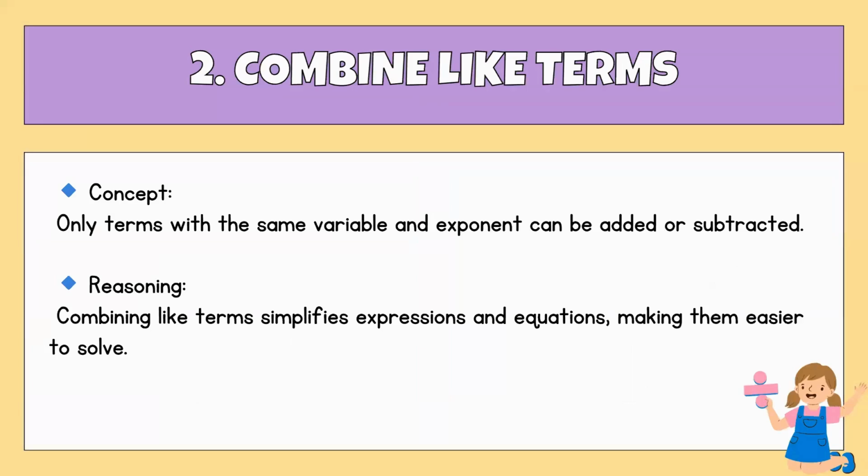Second, combining like terms. What is the concept of combining like terms? Only terms with the same variable and exponent can be added or subtracted. Let's suppose there are two variables or two terms which have different variables, different exponents. Can they be added? Can they be subtracted? Can they be multiplied? No, they cannot even be operated together because they have different variables and different exponents.